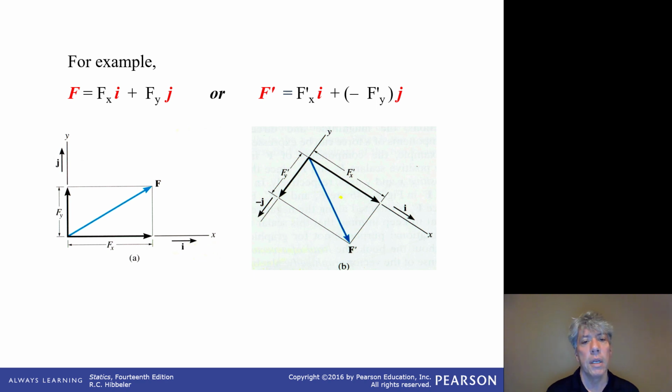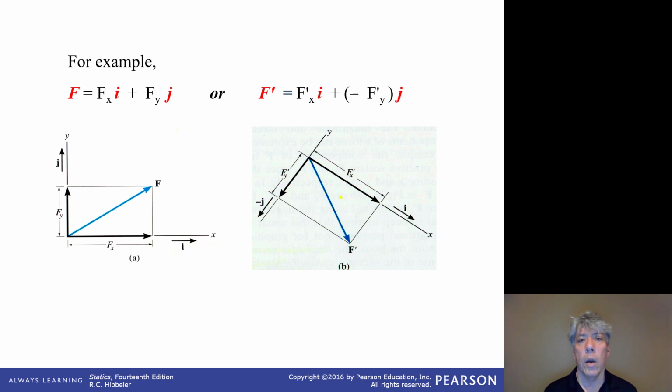For example, we've got our original force vector F on the left under diagram A. You see the blue force vector. You've seen how we can figure out how much of that vector lies along the horizontal axis, and how much of it lies along the vertical. Obviously, if we add Fx to Fy in their appropriate directions, i and j, we will get back the original vector F.